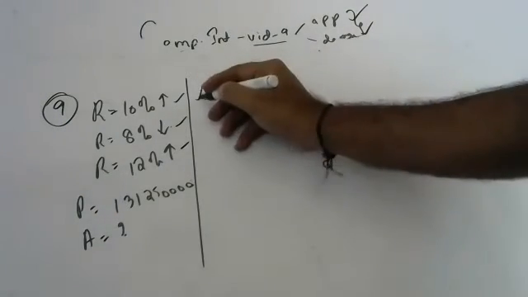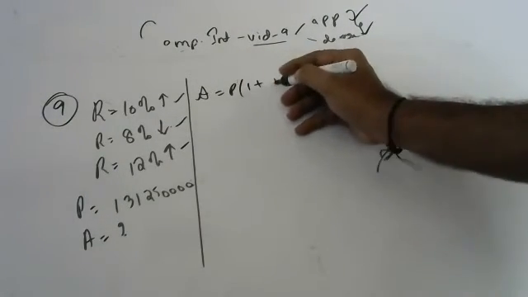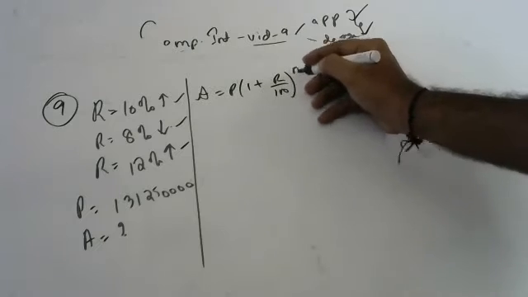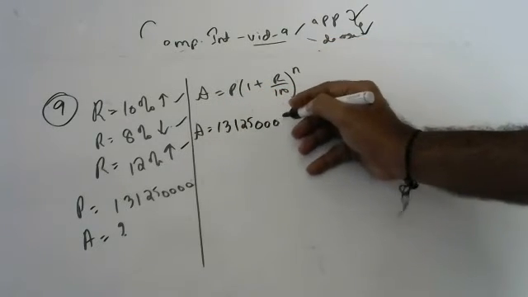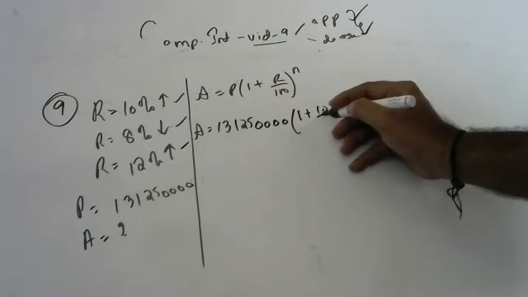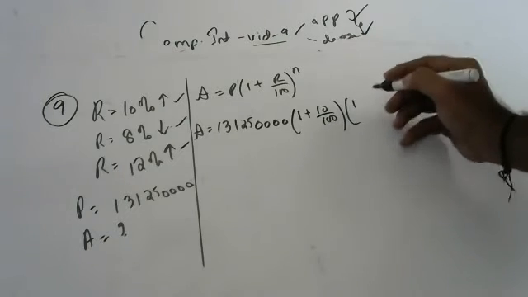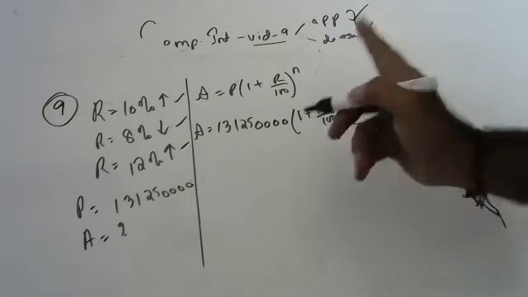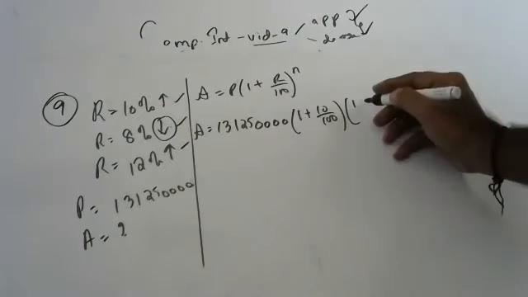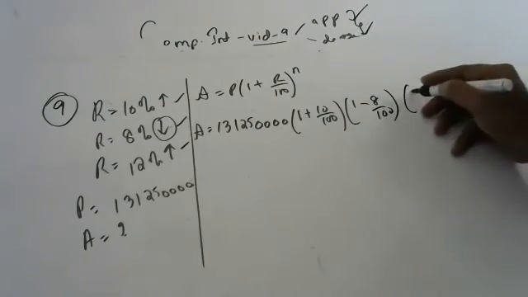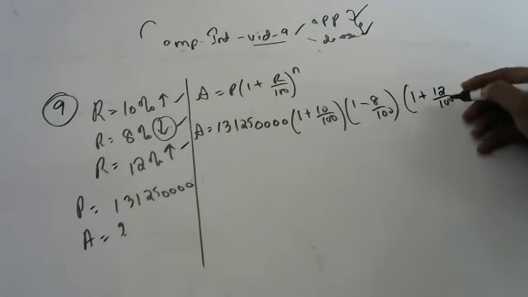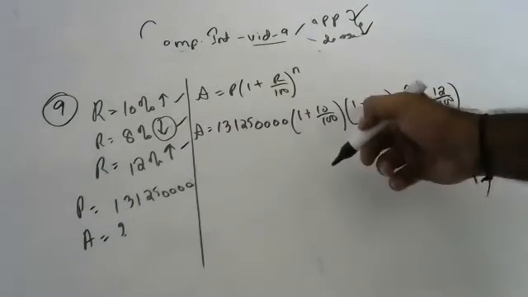Amount is equal to P into 1 plus R by 100 whole to the power of n. Amount is equal to 135,125,000 into 1 plus 10 by 100 into 1 plus 8 by 100, into 1 minus 8 by 100, into 1 plus 12 by 100. From here, decrease means you should take minus.